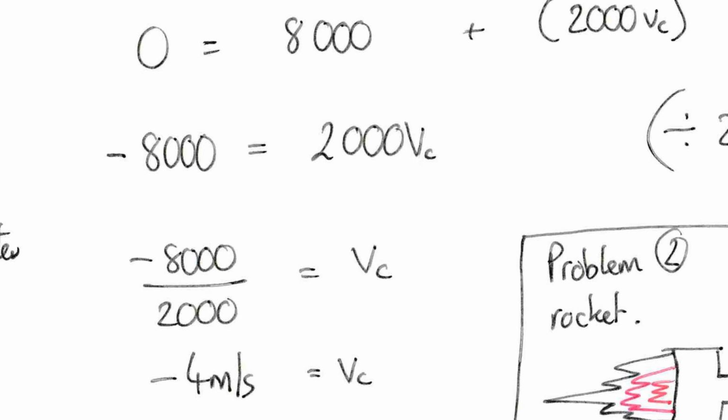Now, what I do there is I try to get the VC by itself. So I've subtracted 8,000 from both sides. So I get minus 8,000 equals 2,000 VC. If I divide both sides by 2,000, I now get minus 8,000 divided by 2,000 equals VC. I've got rid of the 2,000 by dividing it by 2,000. And of course, minus 8,000 divided by 2,000 is actually minus 4 meters per second, which is what you see at the bottom there. We have worked out that the cannon recoils at a speed of minus 4 meters per second.